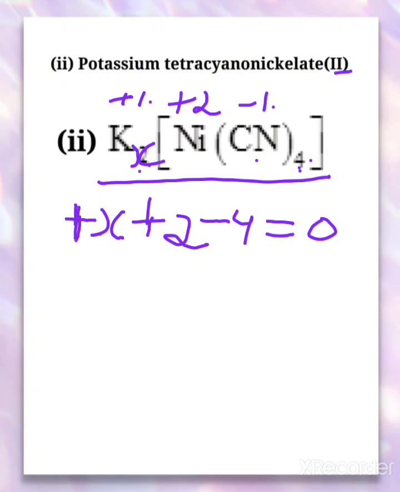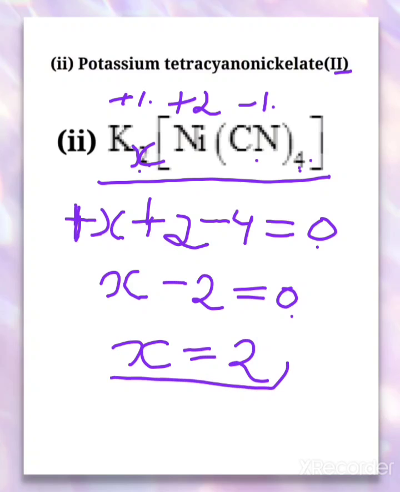Now when you solve this, what will we get? X minus 2 is equal to 0. Why are we keeping 0? Because the overall charge of this molecule is 0, since when you consider the counter ion with this complex, the overall charge is 0. Now when you solve this, you will get X is equal to 2.